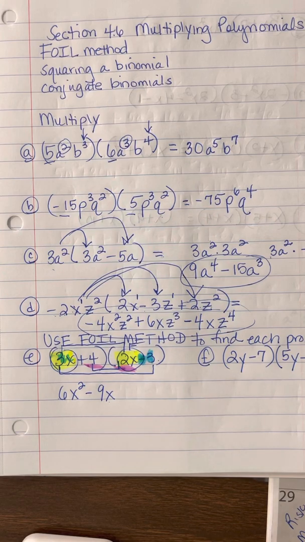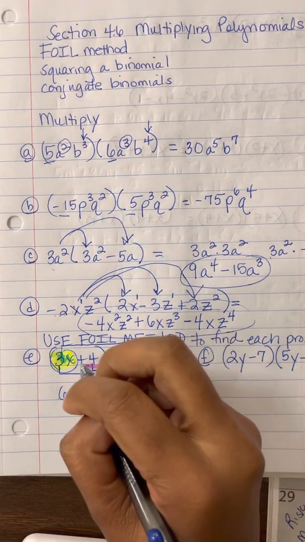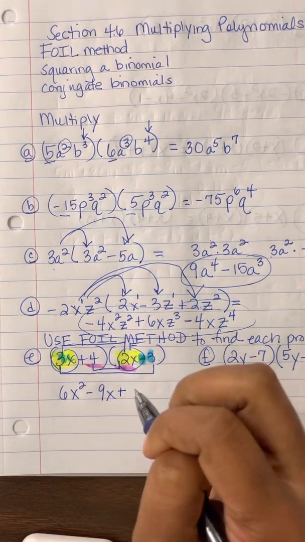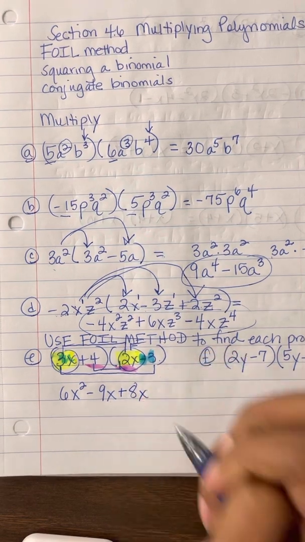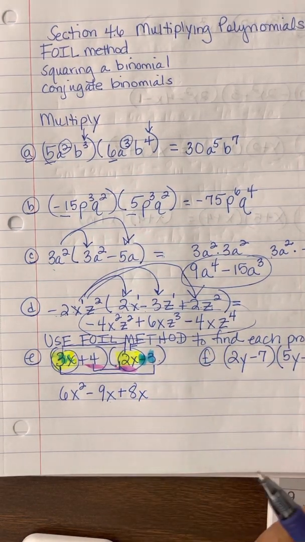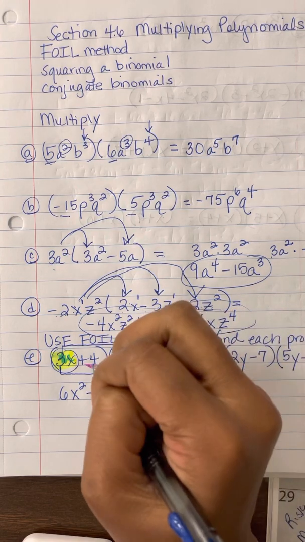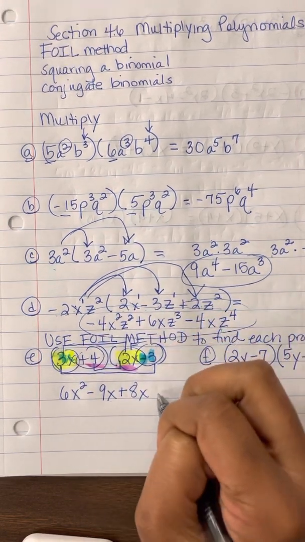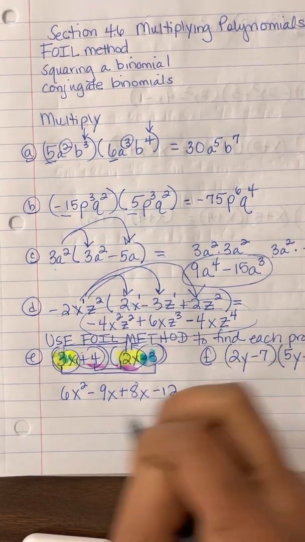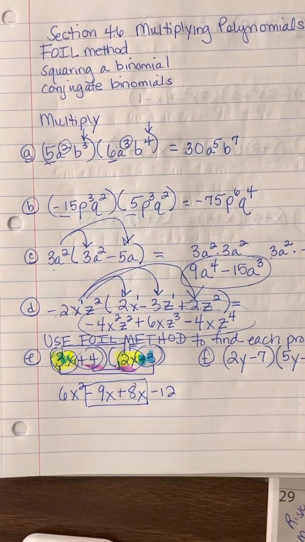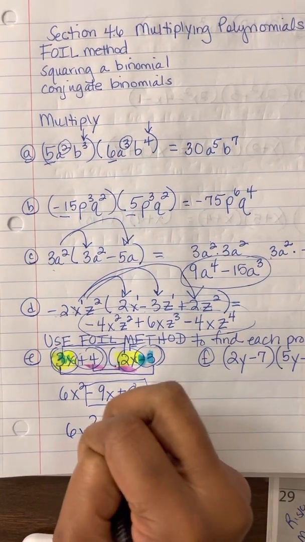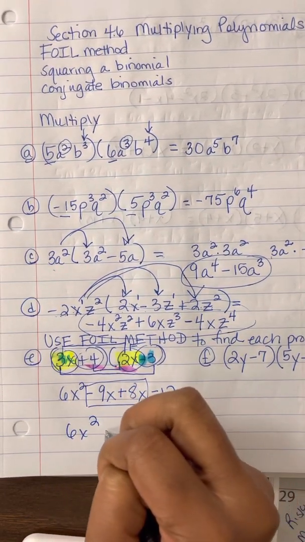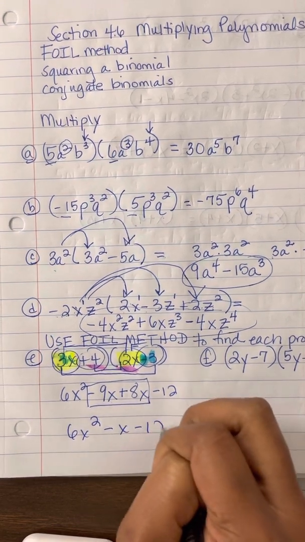Inner. 4 times 2x, so that's a positive times a positive is a positive. 2 times 4 is 8, and I bring down my x. Next, I will multiply 4 times -3 is -12. And combine your like terms. And -x plus x is -x minus 12.